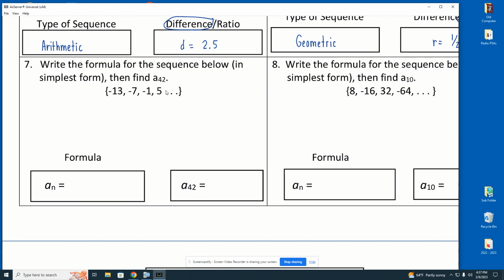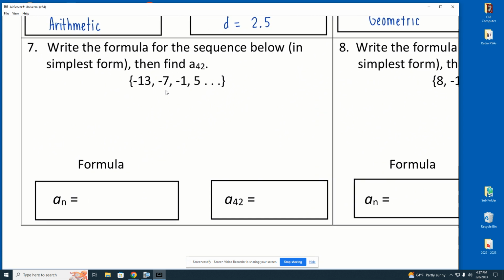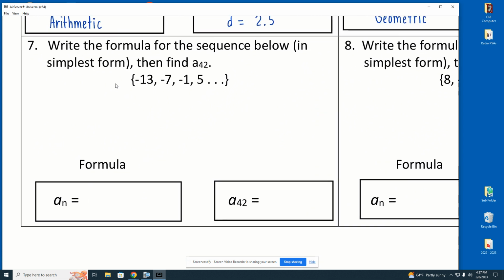Number 7. They want me to write the formula for the sequence below in simplest form, then find a sub 42. So first of all, I don't know what kind of sequence it is yet. It's either arithmetic or it's geometric. So I'd like you guys to kind of look at them. And if I was there with you, I would talk it through with you and let you choose. But I want you to notice it's going from negative 13 up to negative 7. It's going from negative 7 up to negative 1. It's going from negative 1 up to 5.